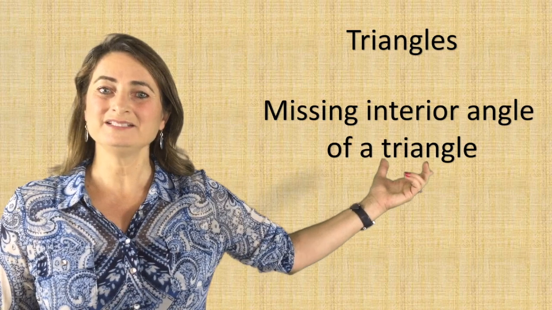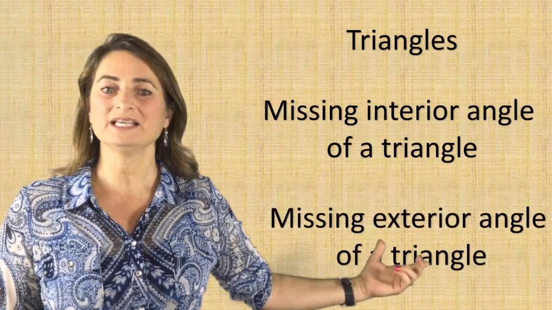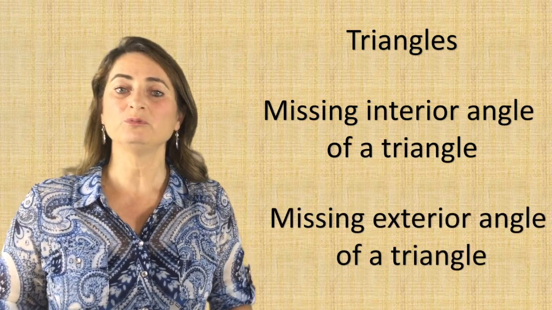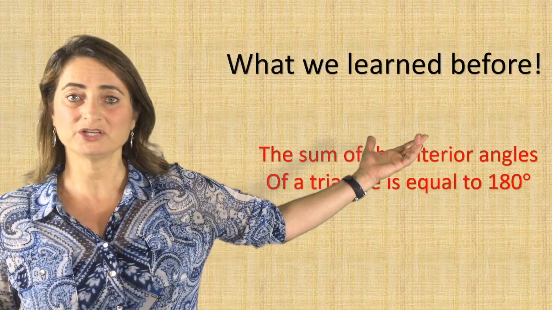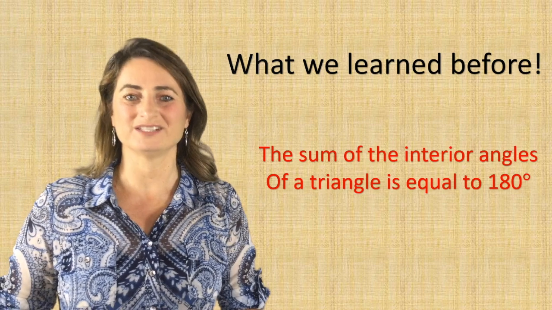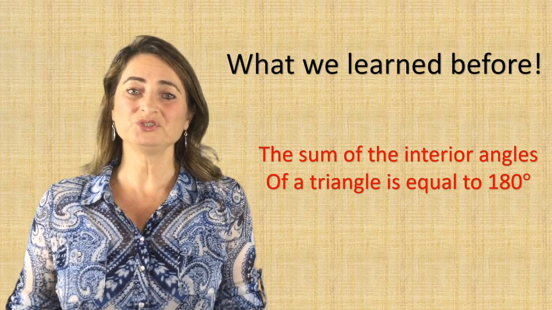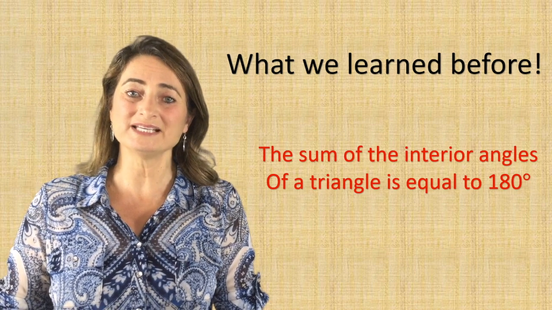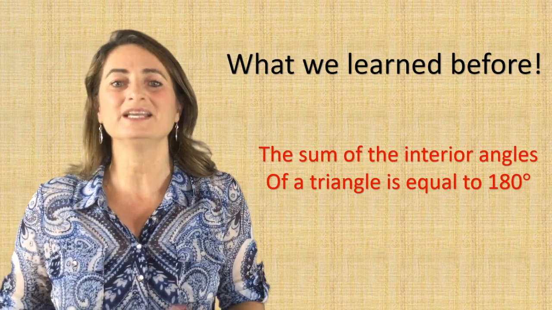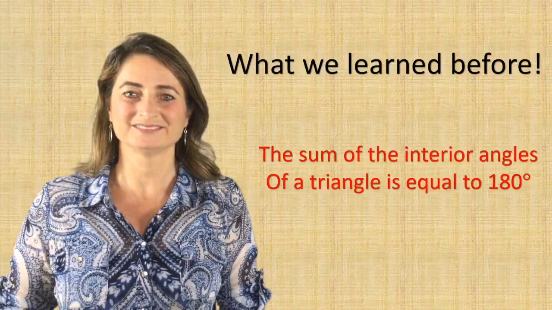Sawagid's math class. Today we will be discussing triangles, the missing interior angle of a triangle, and the missing exterior angle of a triangle. We will build on what we learned before, such as the sum of the interior angles of a triangle equals 180 degrees. So now I want you to look at this poster to see how we can find the missing interior angle and the missing exterior angle of a triangle.